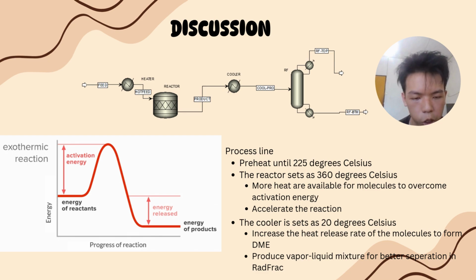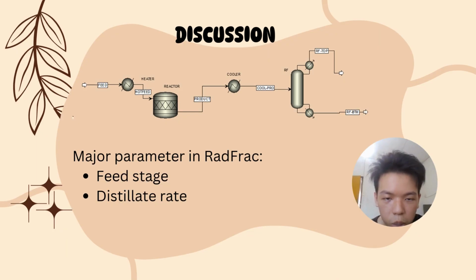However, the vapor liquid mixture has some difficulties during transportation because the mixture might cause a pressure drop and it is quite difficult to handle. So we suggest that the cooler can be set at 100 degrees Celsius, which means that both DME and water can remain in the vapor state, which is much easier to be transported. After that, the cooled product stream, which contains the leftover methanol, dimethyl ether, and water, will enter the RadFrac.